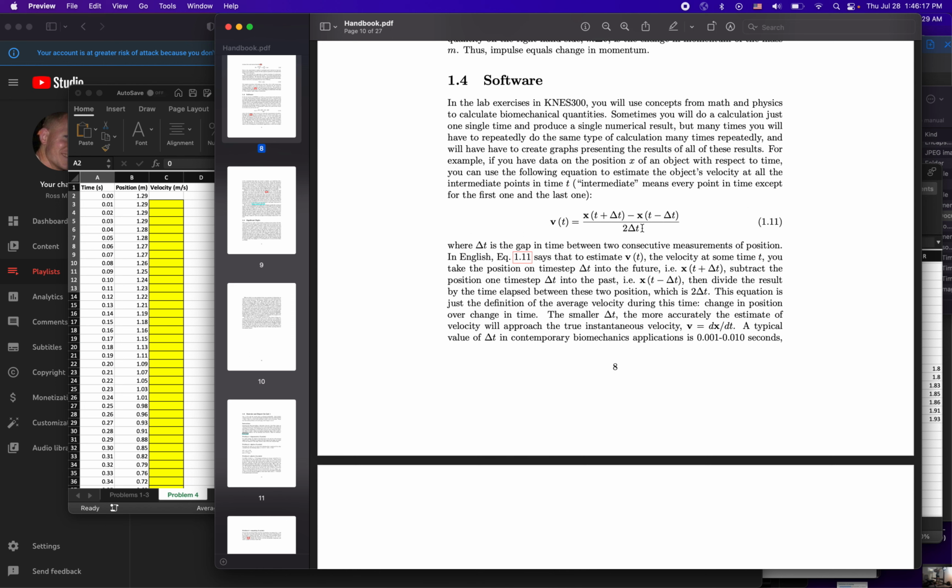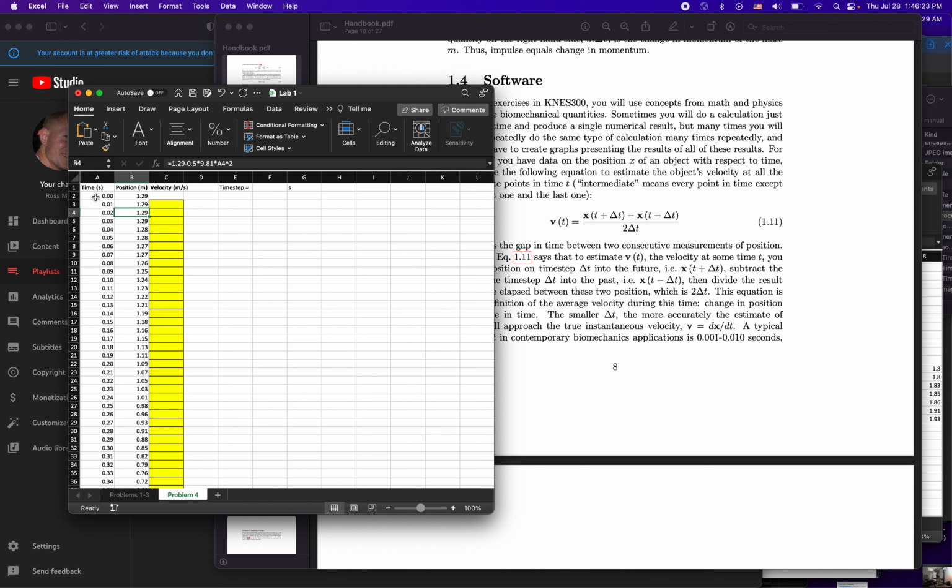Okay. Now, what is delta t for this problem? If I go to my sheet here and just go down the time column there, you can see each time I take a measurement of my position, my time increments up by 10 milliseconds or 0.01 seconds. It starts at 0 and then goes up to 0.01, 0.02, 0.03, 0.04. So my time step here is 0.01 seconds. So the gap in time between any 2 consecutive frames is 0.01 seconds.